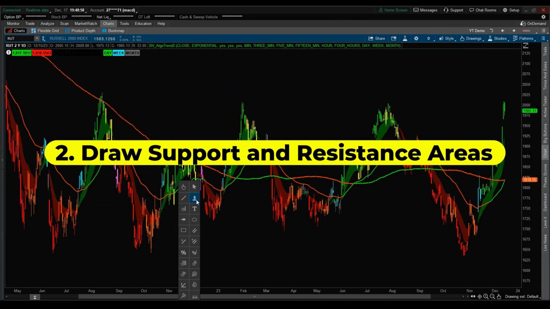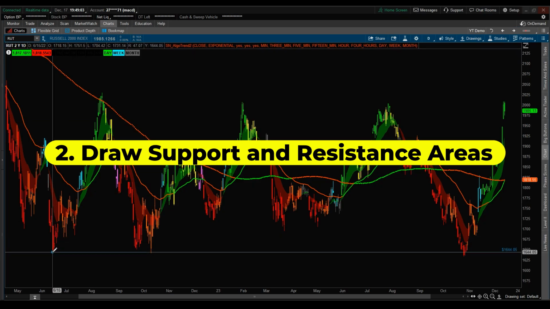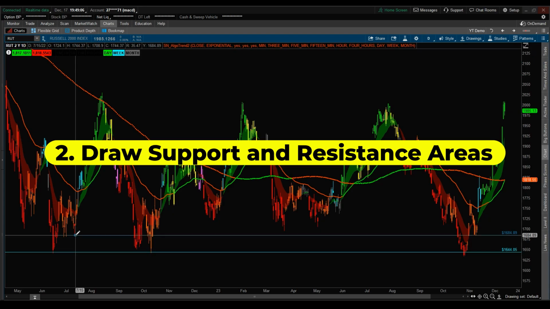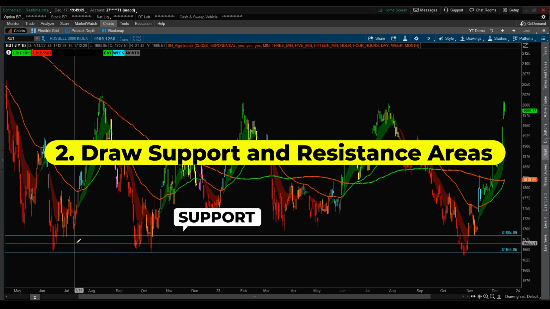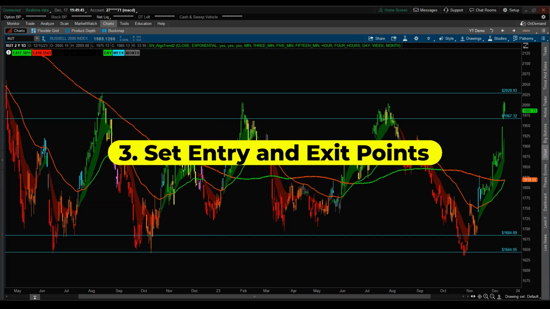Now, step 2 is you're going to want to pull out your drawing tools and identify those key levels of support and resistance. So right here, I'm drawing a support box, and then right here, I'm drawing a resistance box. And once you have these identified, now you have magnets of what is important inside of the market. And based on these magnets, I like to decide what I'm going to potentially do next as far as an entry or an exit.